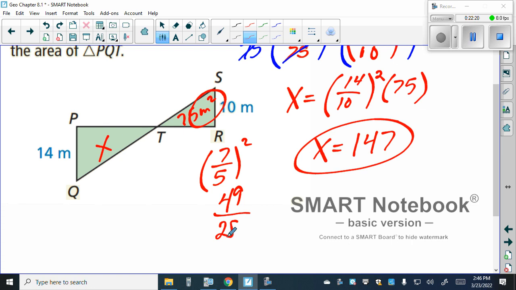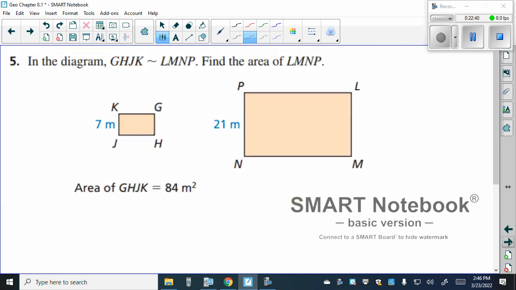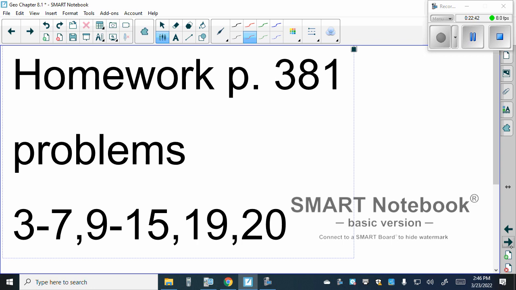7 times 7? Because 75 divided by 25 would be 3. 3 times 49 would get us to 147. And we would say meters squared if we wanted the units. And that's it. That is all we're doing for today.